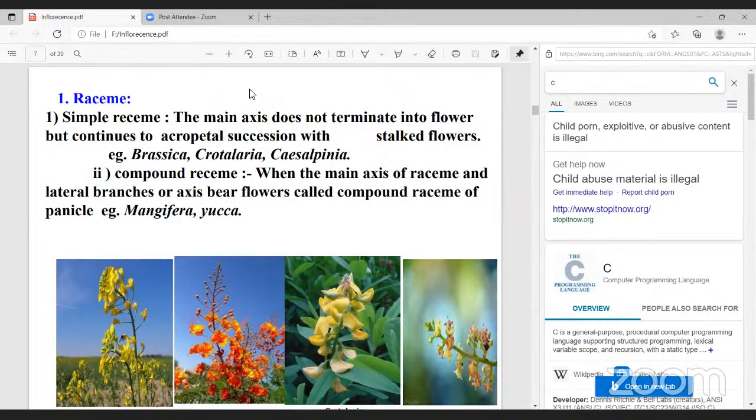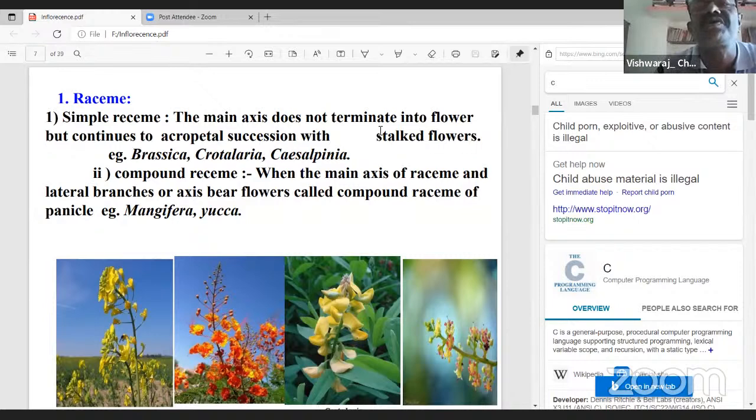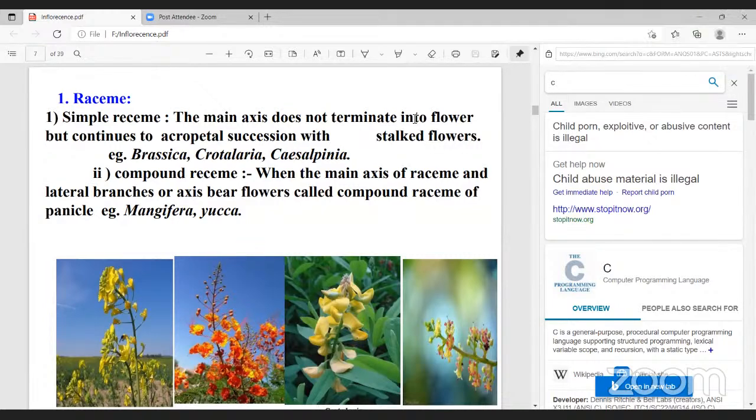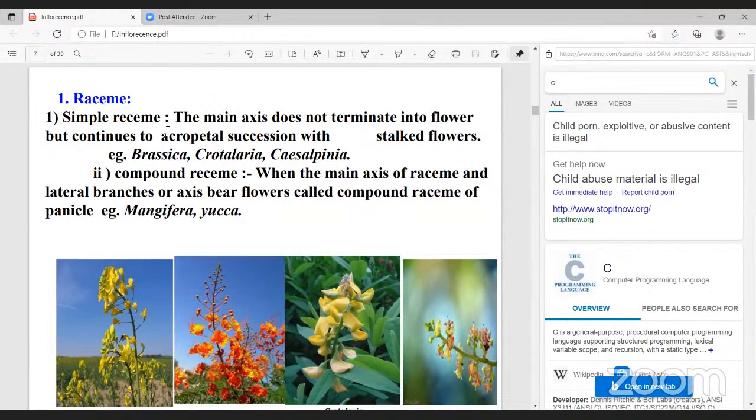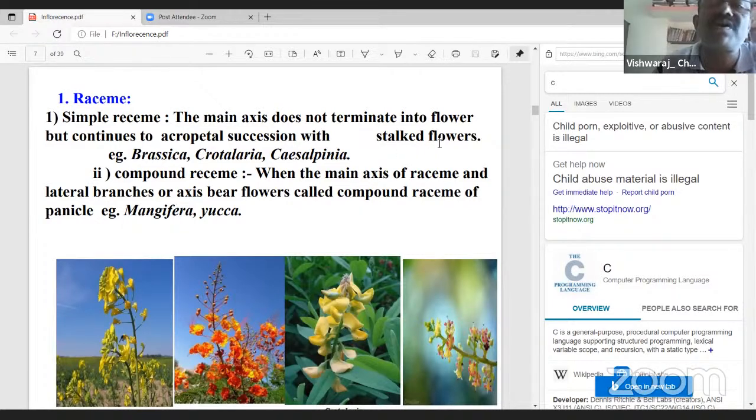Simple raceme: the main axis does not terminate in a flower but continues to grow in acropetal succession with stalked flowers. Flowers are stalked. When the stalk is present, it is called a pedicel, so the flowers are pedicellate. Examples: brassica, crotalaria, caesalpinia, etc.